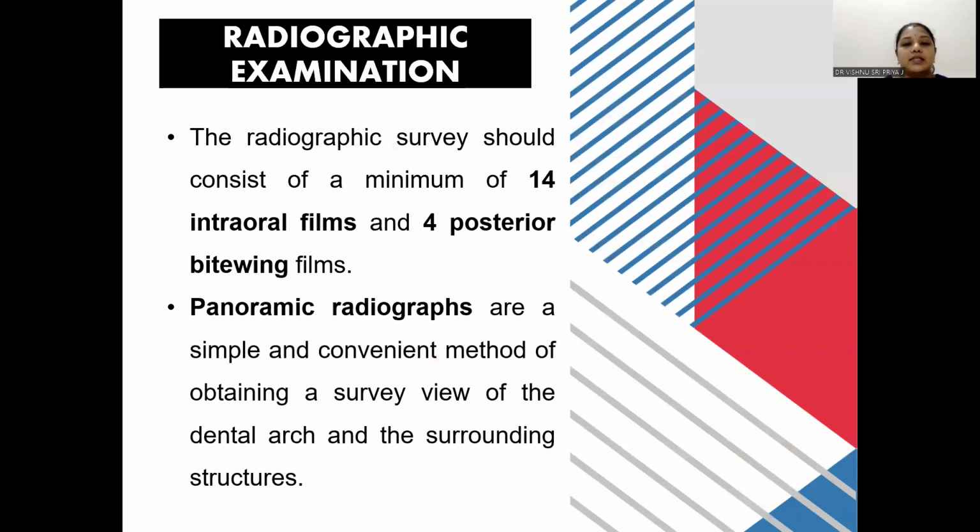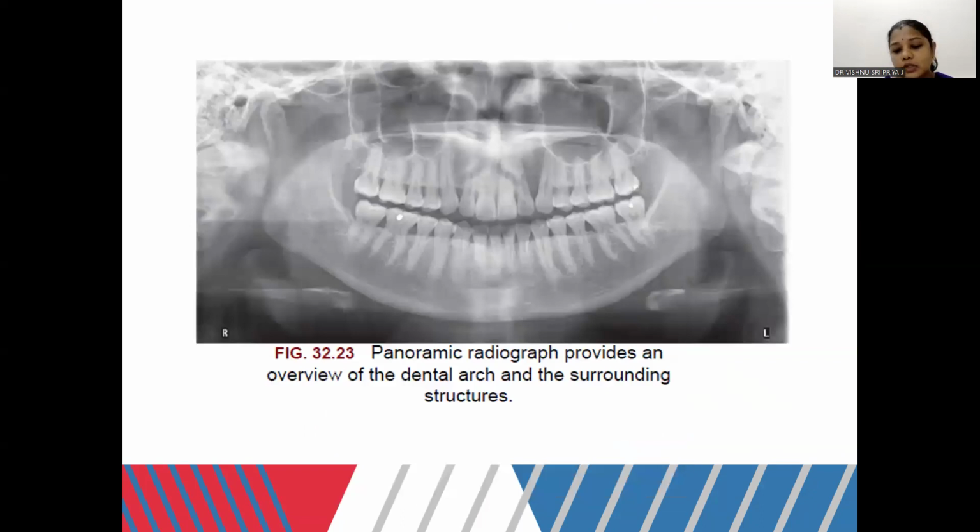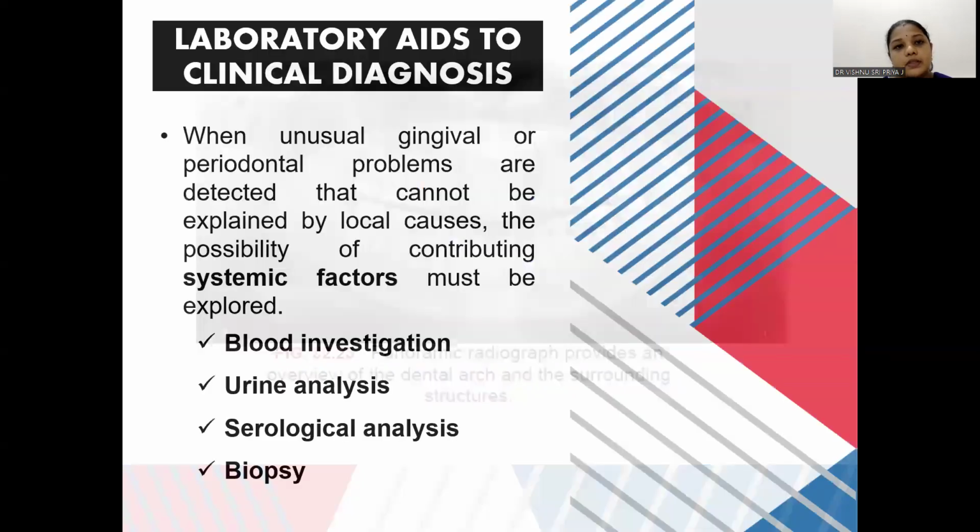Moving on with radiographic examination. The radiographic survey should consist of a minimum of 14 intraoral films and 4 posterior bite-wing films. And then you should add a panoramic radiograph, which is a simple and convenient method of obtaining a survey view of a dental arch and the surrounding structures. So this is the intraoral IOPAs, and then this is the OPG, which will give you an easy way to clinically diagnose your periodontal patients.